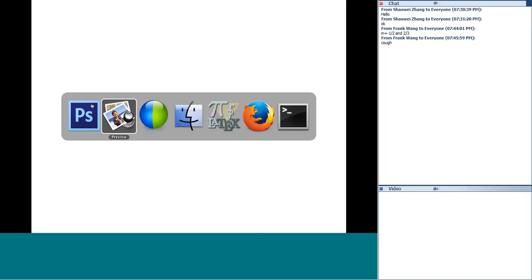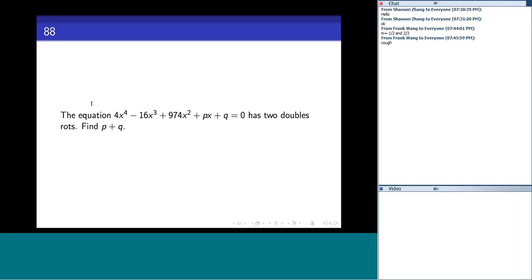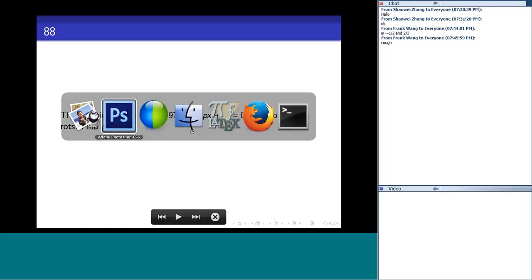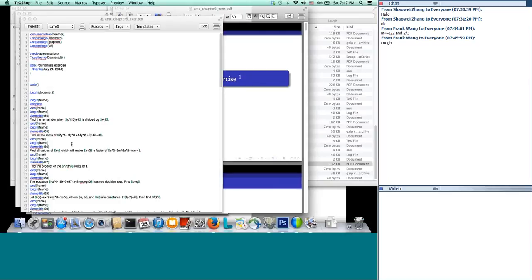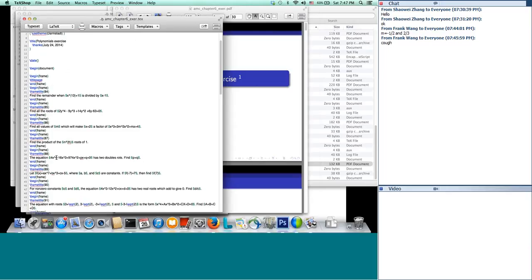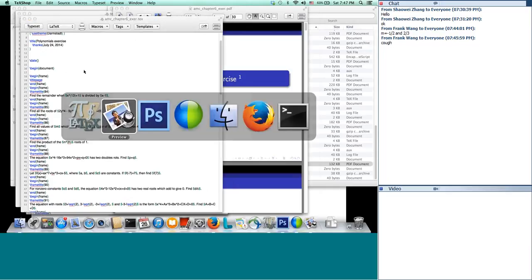So the next one, the equation x to the 4, where is the next one? 4x to the 4 is x to the 4. I'm sorry, x to the minus 15 plus 94. Oh, that's totally wrong. That's totally wrong, right? Totally wrong. 94. 90.